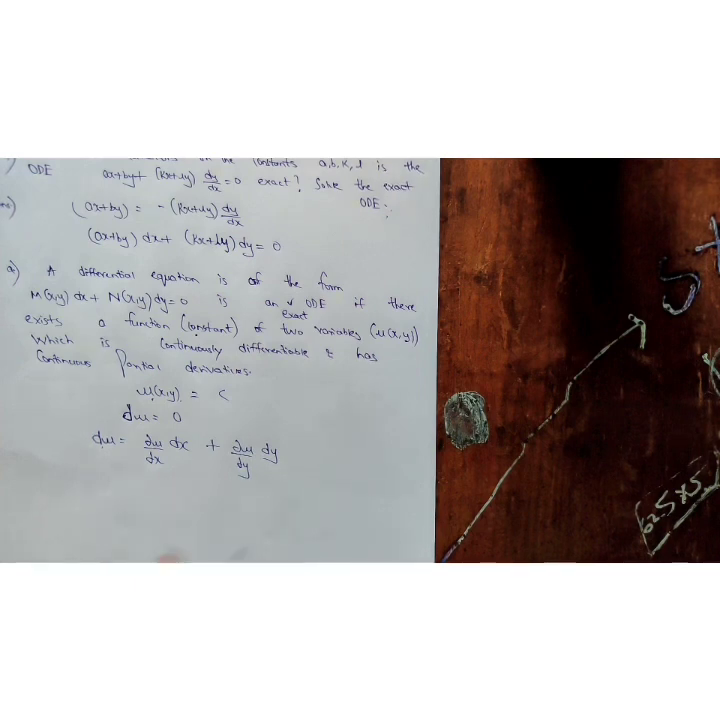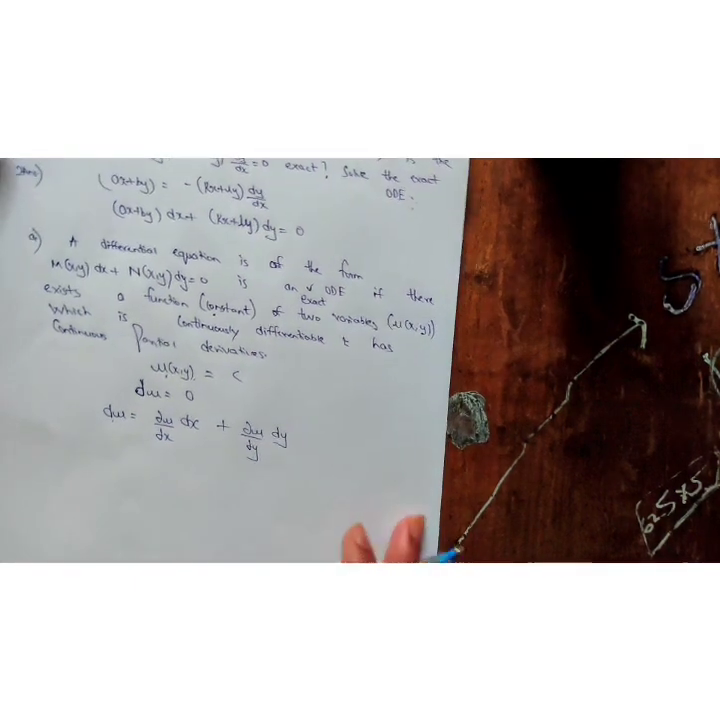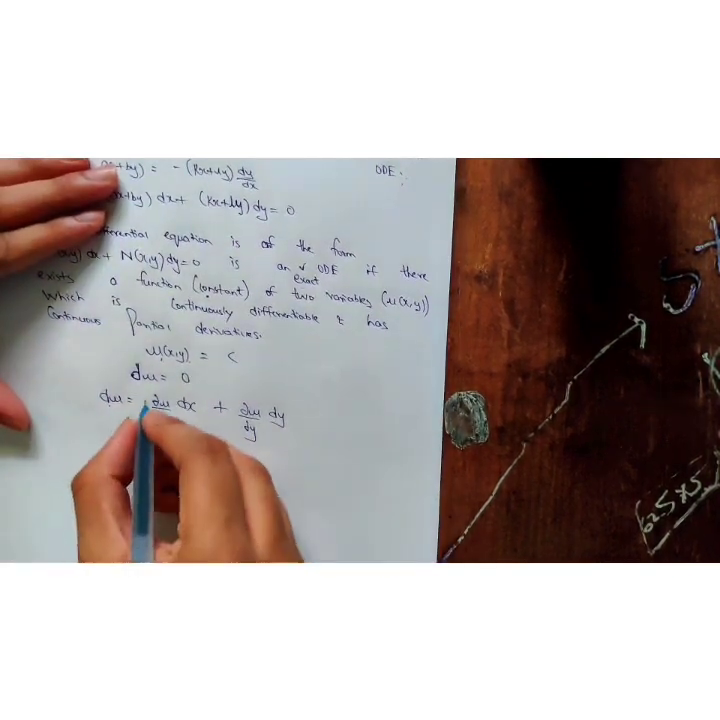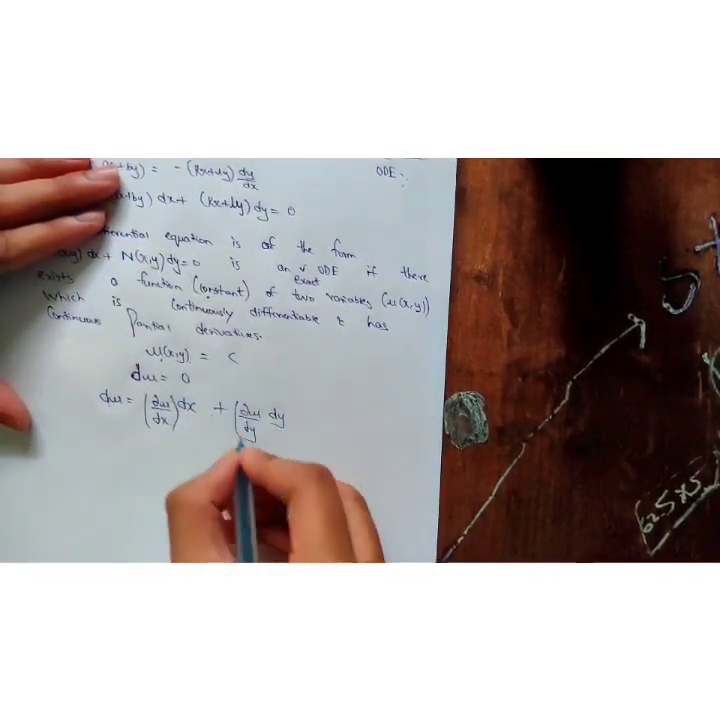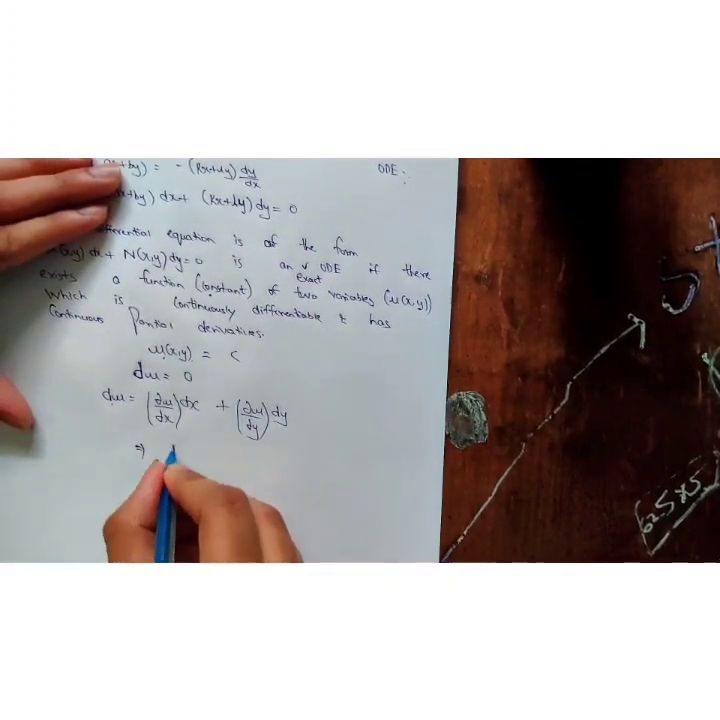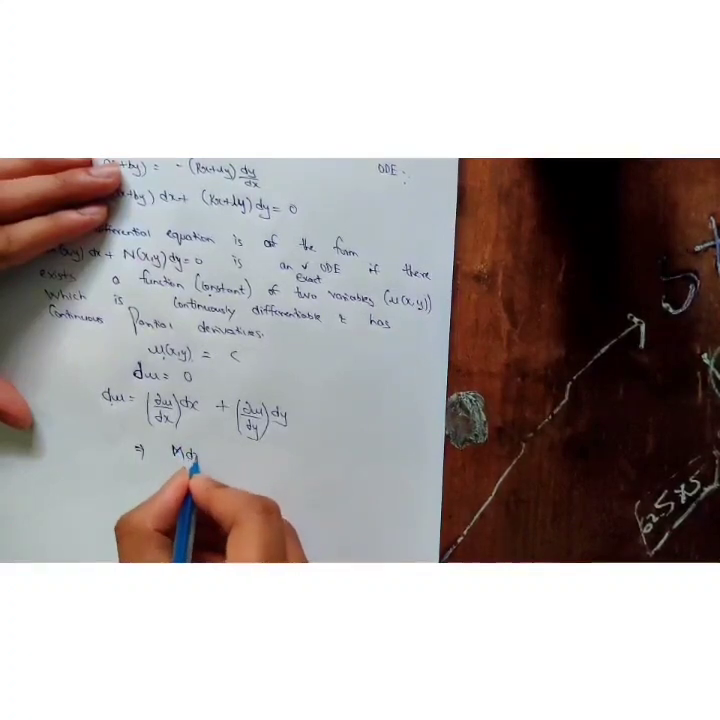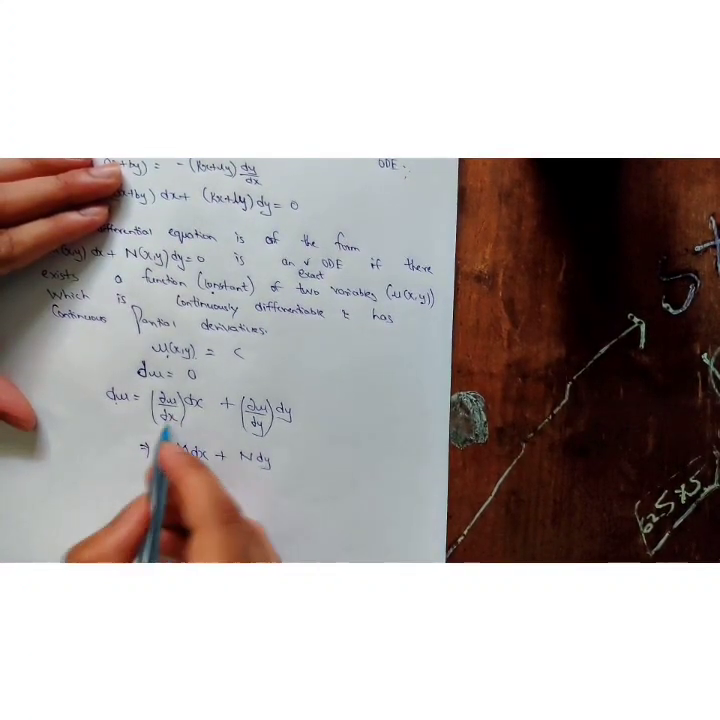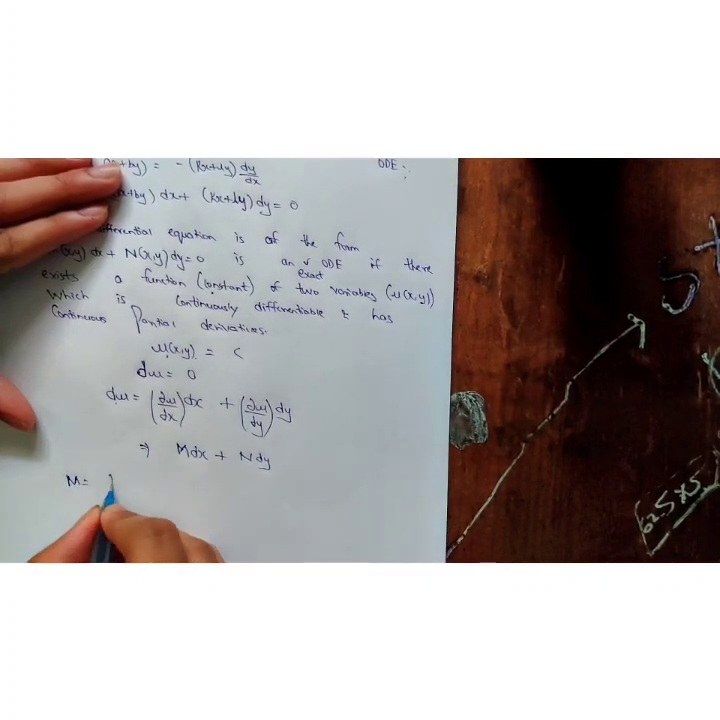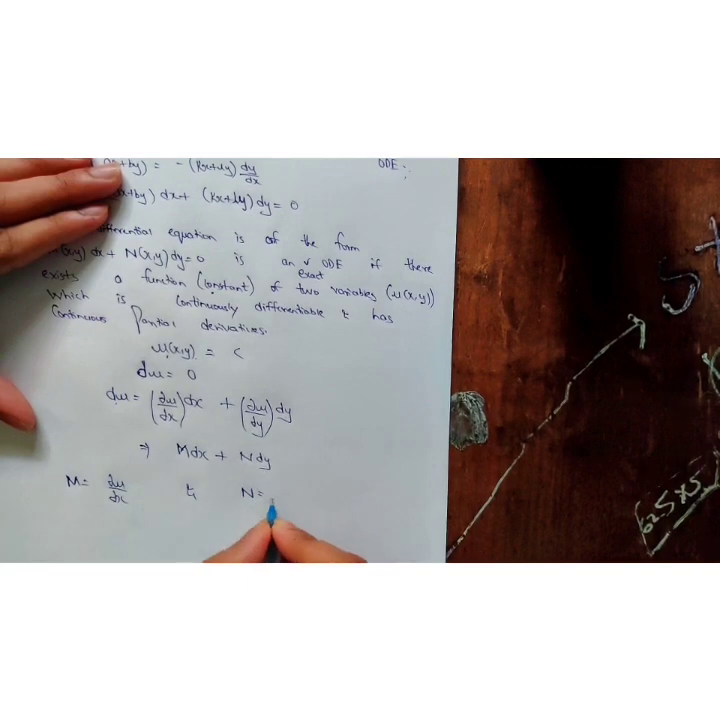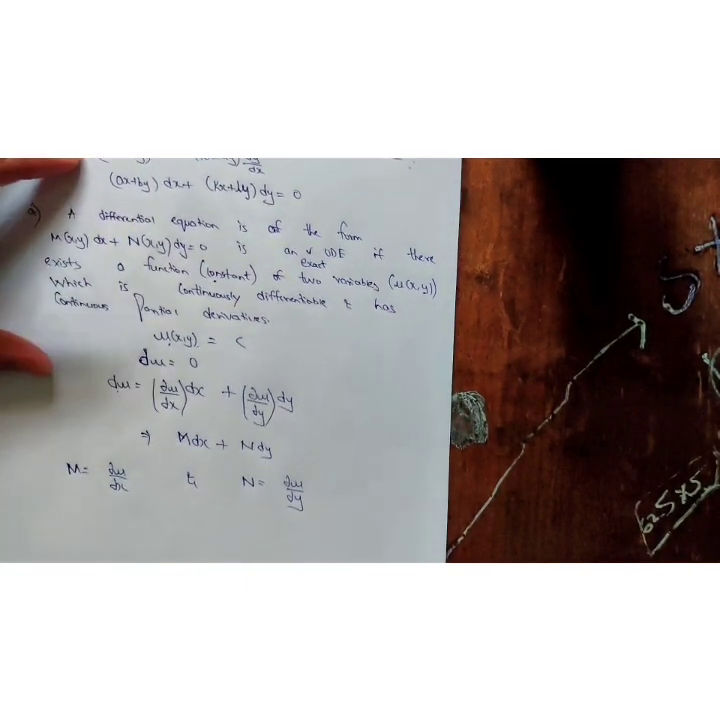Now what should we do in the next step? See guys, ∂u/∂x and ∂u/∂y, we can simply write this as M dx + N dy. So we are representing M = ∂u/∂x and N = ∂u/∂y. Till here I hope it is clear.